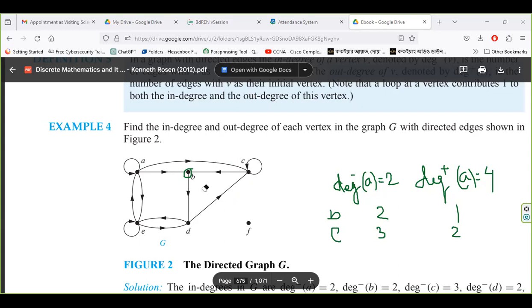Then what will be the in degree and out degree of node D? 2 in degree, 2 out degree. So in degree 2, out degree 2. And what about E? 3 in degree, 3 out degree. Do you understand in degree and out degree? Yes, sir.